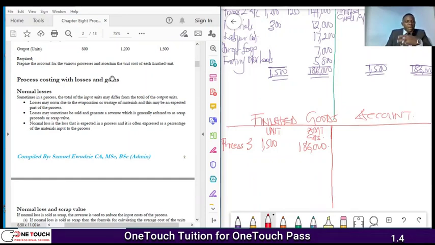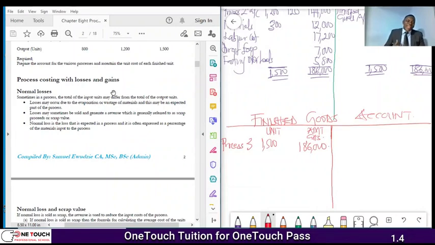Now, normal loss is the loss that is expected in a process, and it is often expressed as a percentage of the materials input to the process. Okay, good. So, as I said earlier, it is not practical that all units put into the process will come out as finished goods. There are instances where not everything put into a process will come out as finished goods, as a result of losses due to evaporation, wastage of materials, among other things.